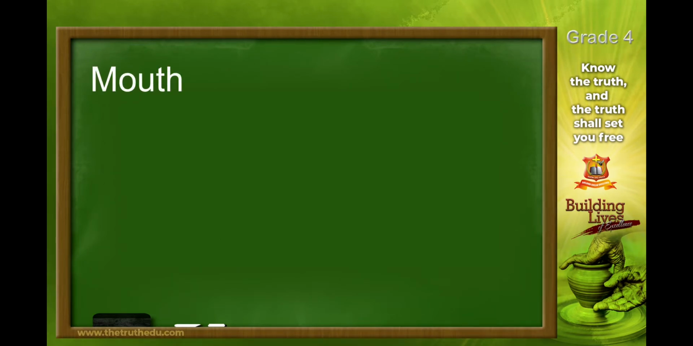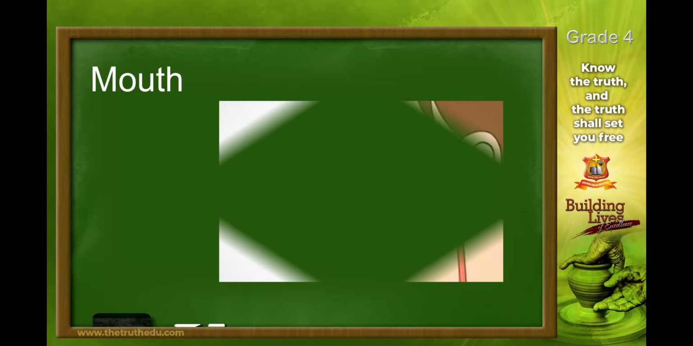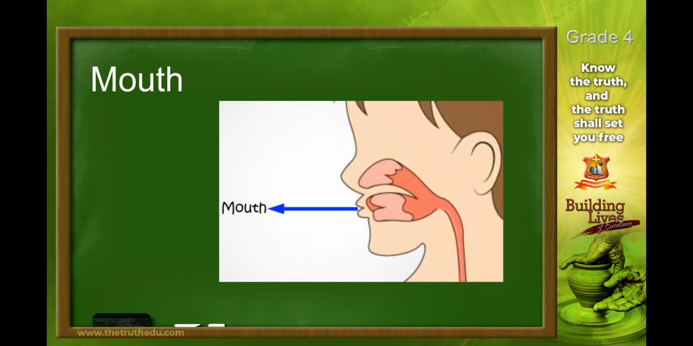So mouth, okay, the first part of the digestive system, from where all of it starts, is the mouth. In the previous lesson we were studying about the teeth in our mouth. The mouth is where you have all your teeth, your tongue. So that's the mouth, the first part of the digestive system.